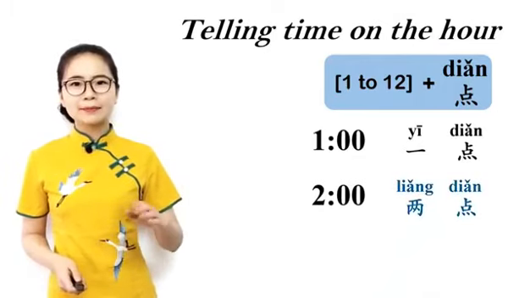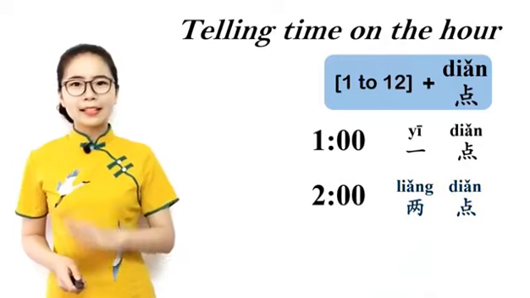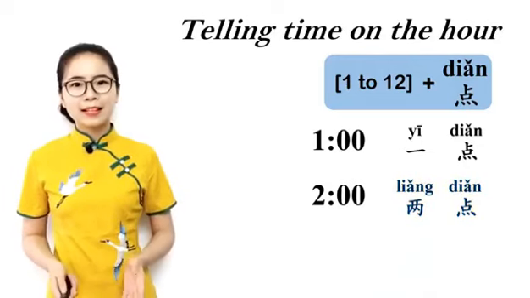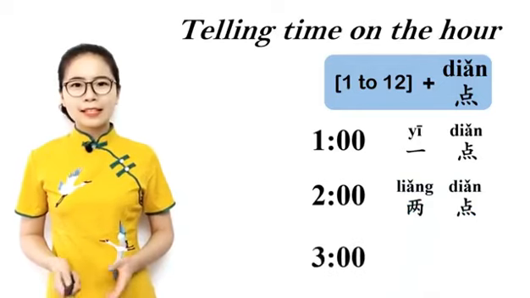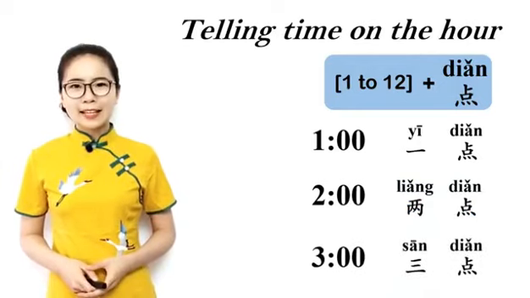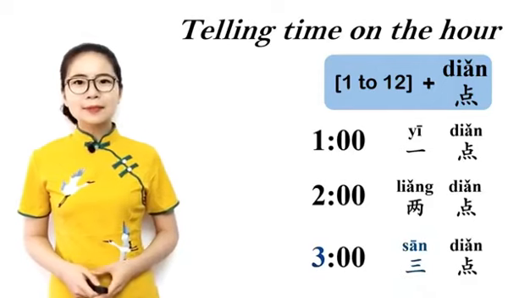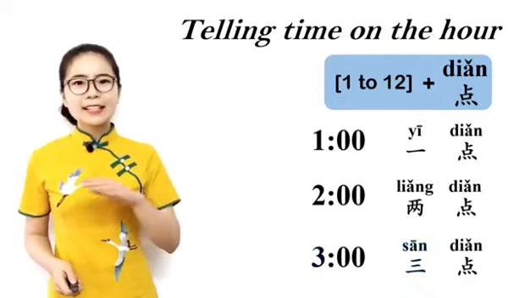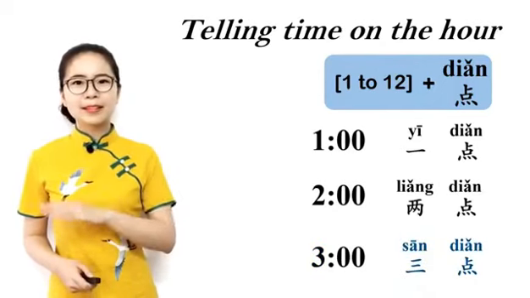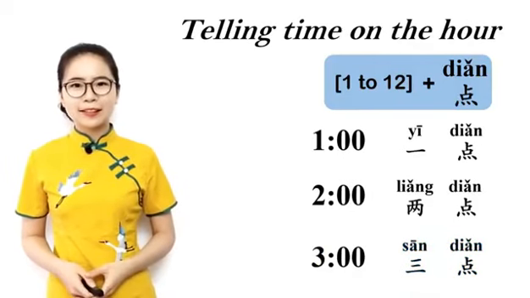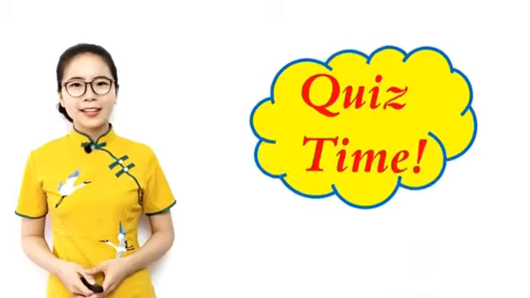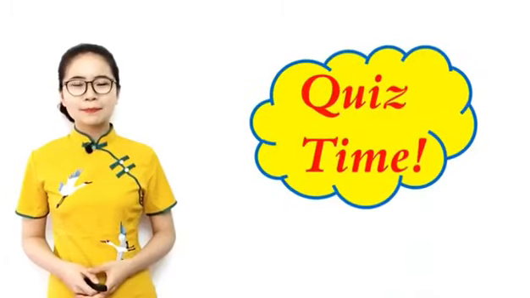两点, 两点, 2 o'clock. 3 o'clock is 三点. It's the number 3, 三 plus 点. 三点, 三点, 三点, 3 o'clock. Okay, now let's have a quiz.